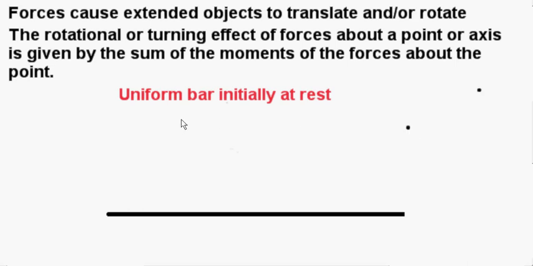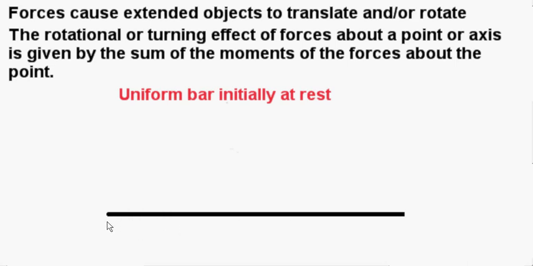Now, a uniform bar is a simple form of an extended object, and of course, if forces act on it, it could be rotated or translated or both. So let's consider this uniform bar. It's initially at rest. That means that no forces are acting on it. We can forget about the weight of the bar. For simplicity, we can assume that the bar is in outer space, well away from the Earth or any other large mass, so we don't have any gravitational forces acting on it. So we can just imagine that that's the situation. No forces are acting on it.